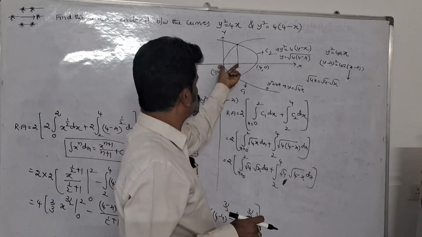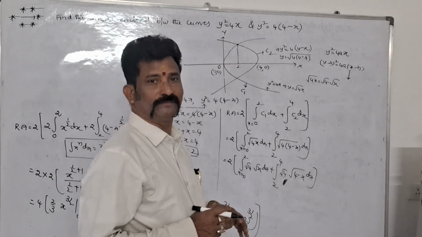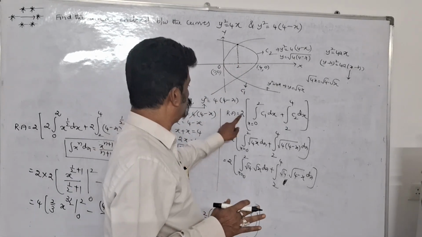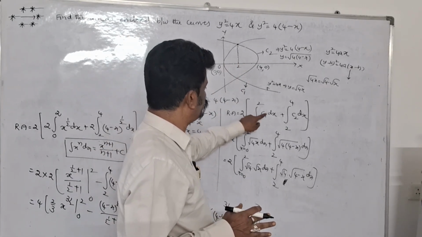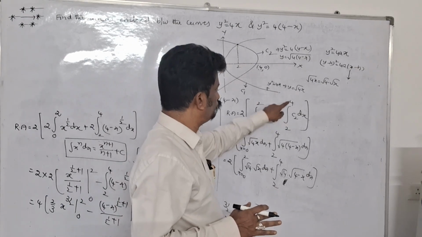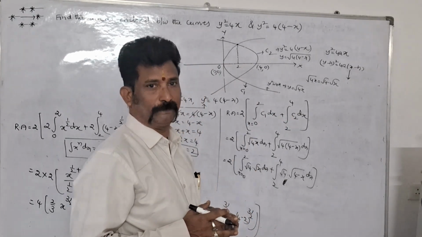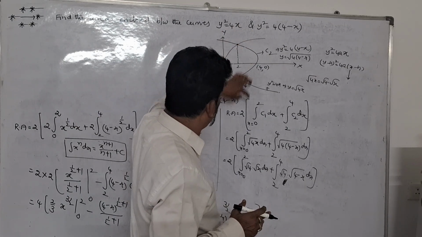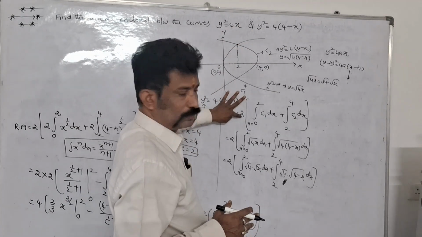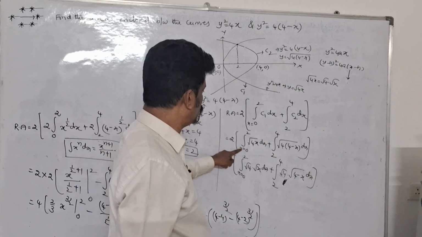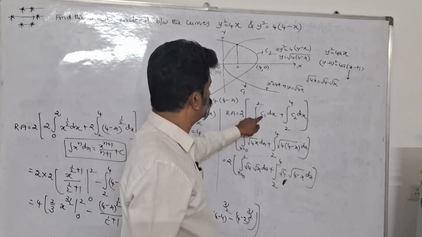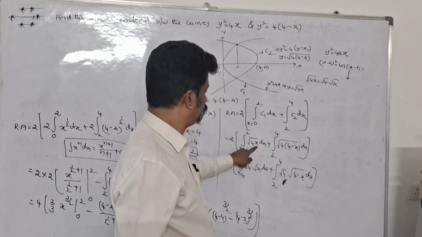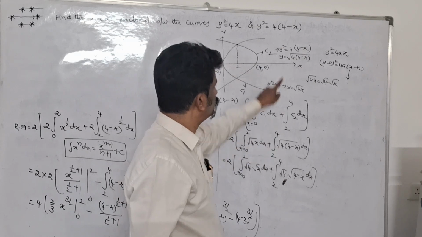So the required area is from 0 to 2 and 2 to 4. In integration, 0 to 2 first curve into dx plus 2 to 4 second curve into dx. Right, so it is twice. Whatever this area is, it is covered by 2. So 2 into integration 0 to 2, the first curve is root 4x, and 2 to 4, the second curve is like this.